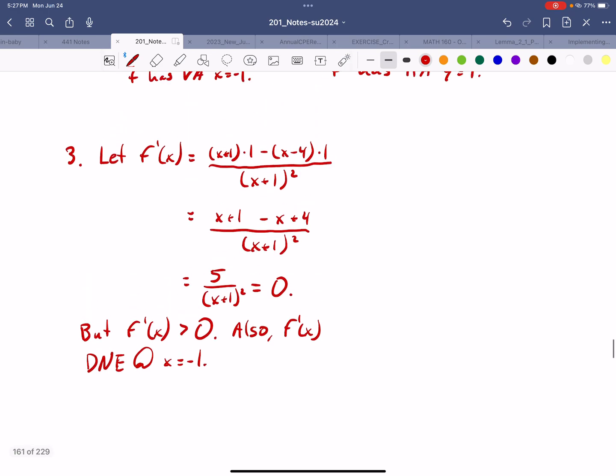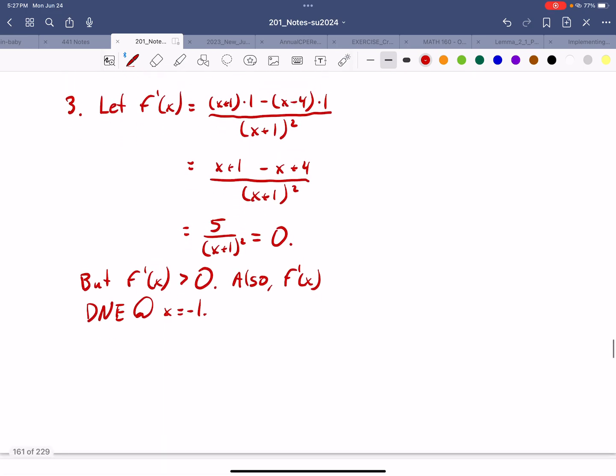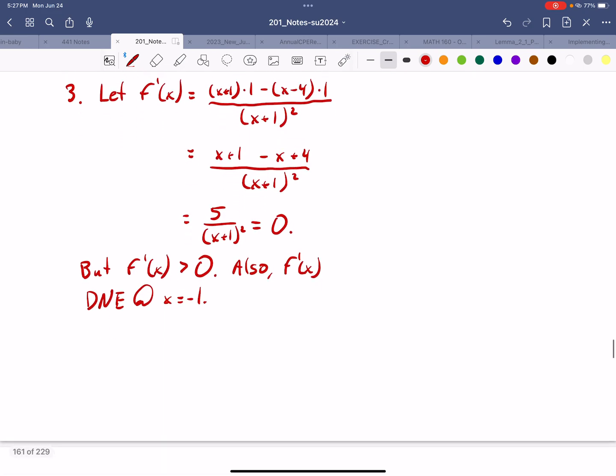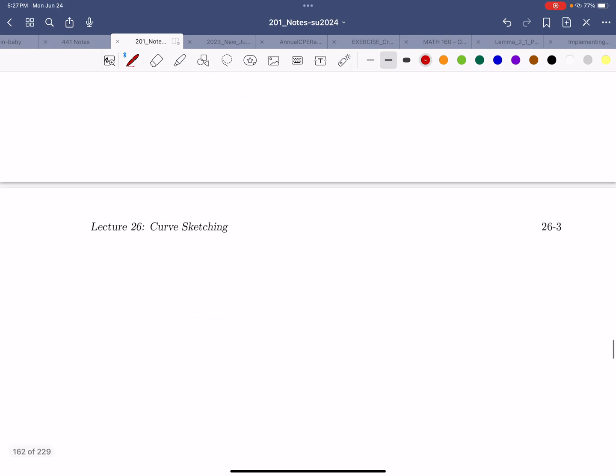Okay? So now, normally you would do your interval chart or whatever, but again, I'm going to go right on to step 4, which is the second derivative stuff. And I'll write all the things there, right? But it is worth noting, perhaps, that f has no critical points. I'm not going to do it because the problem didn't ask for it. All right? Step 4.